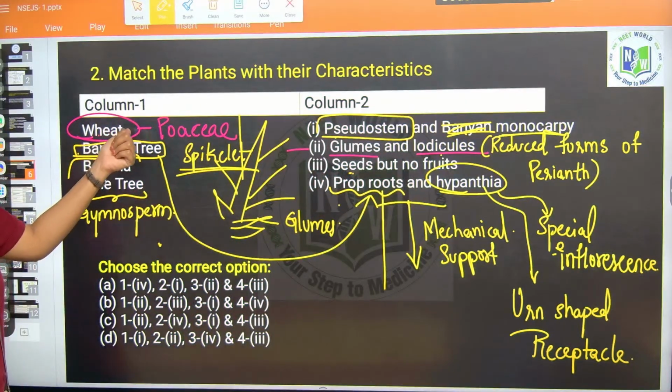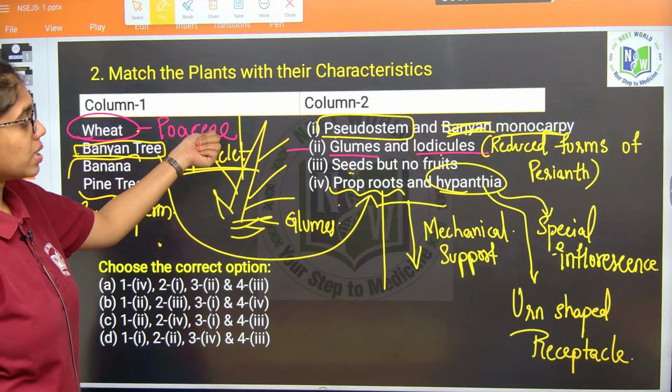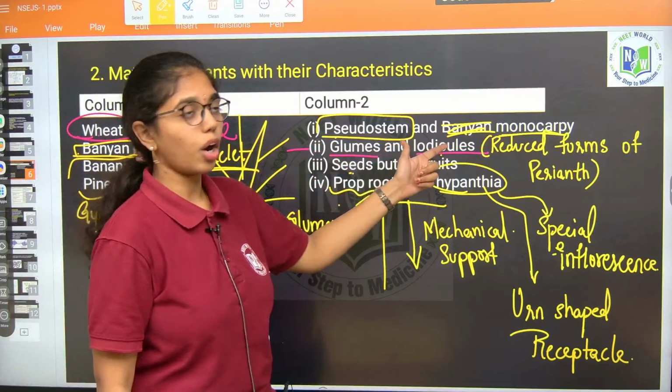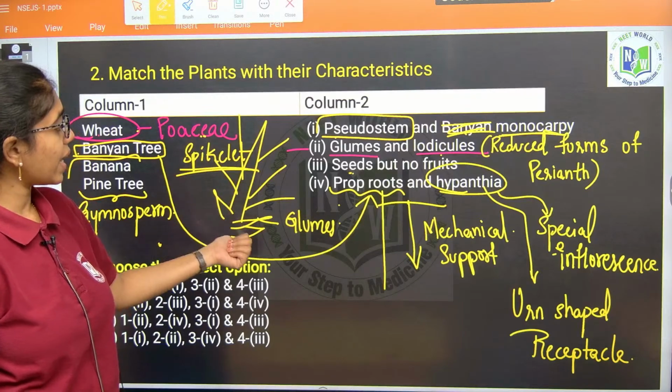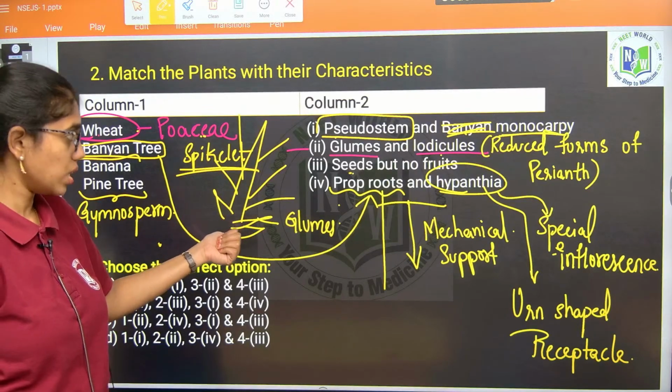So, here wheat, which are Poaceae members, show glumes and lodicules. Glumes are nothing but the bract-like structures which are at the base of the spikelet inflorescence.